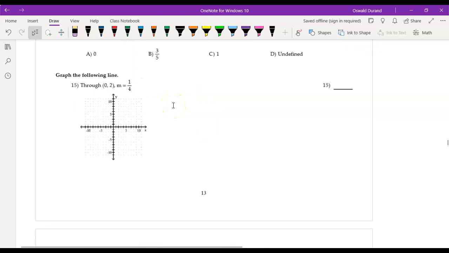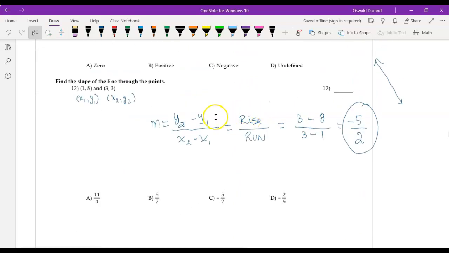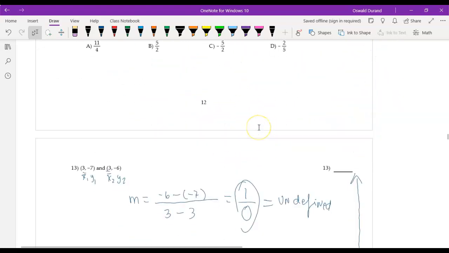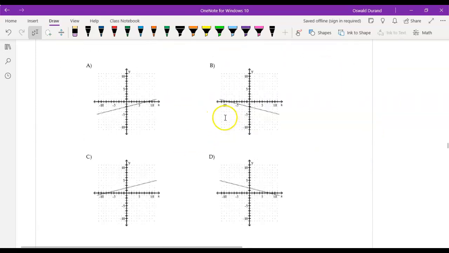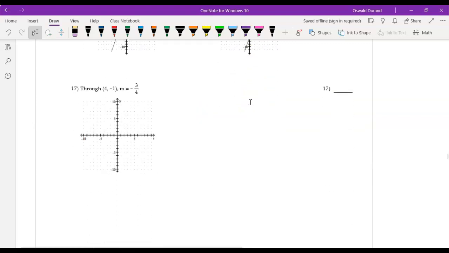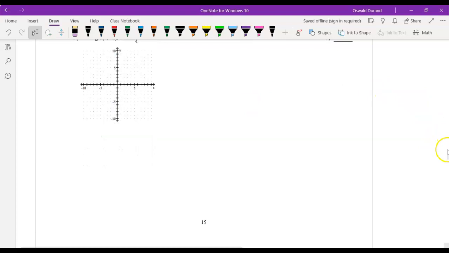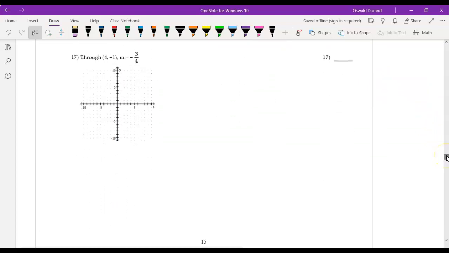Okay, now that we know a little bit about the slope, let's look at how to use the slope, and we're going to use the rise over the run to graph the next set of problems. So let me do this one here. Okay, so here we go. All right, so what do we have?